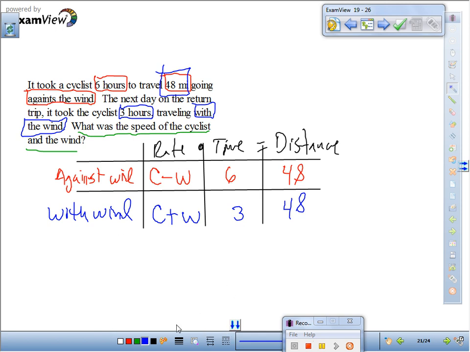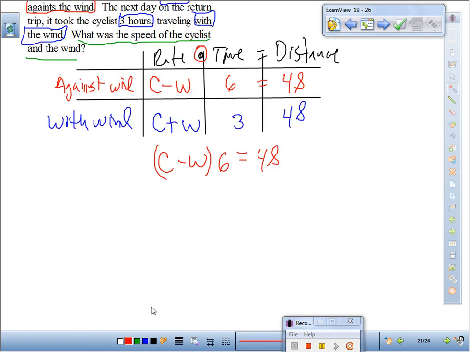Okay? So let's write our equations down here. With red, I'm going to write the first one: C minus W. And it says times. Is this correct? So I'm going to open parentheses so I can indicate multiplication, times 6, and that should equal 48. Let's write our second equation underneath. C plus W. To indicate multiplication, we open parentheses, times 3 equals 48.